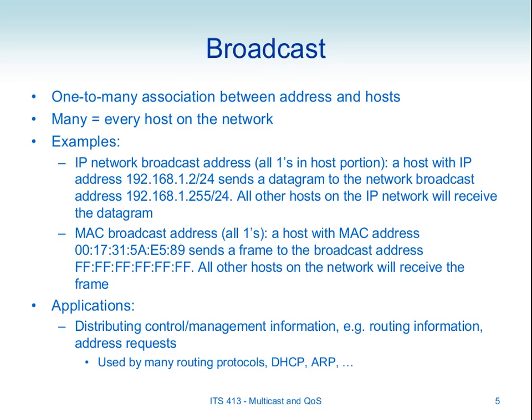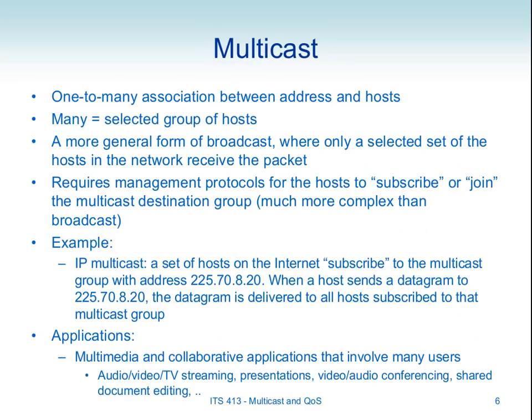So we have unicast, one-to-one, broadcast, one-to-all, and multicast, which is a subset of all. One-to-many, same as broadcast, a one-to-many association between address and hosts. There is one address, which represents many hosts, but in this case, many is not all, it's a selection of the hosts, a subset of the hosts. So in fact, it's a more general form of broadcast. So broadcast can be covered by multicast if the selection of hosts includes all of them, then it's in fact broadcast.